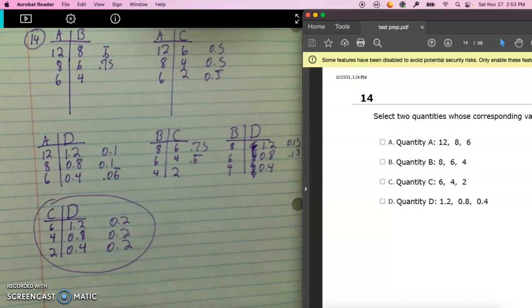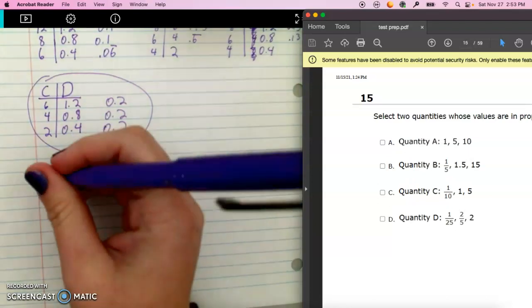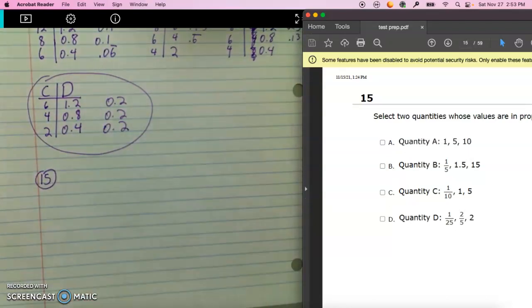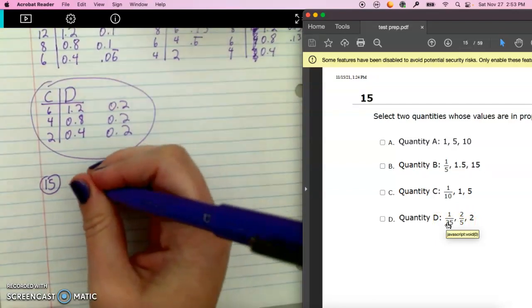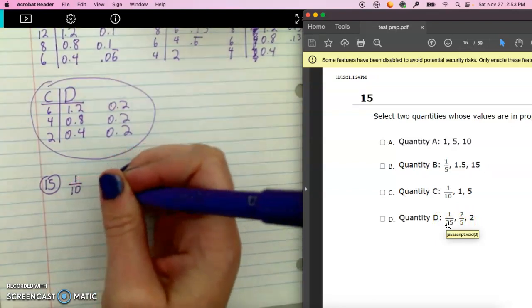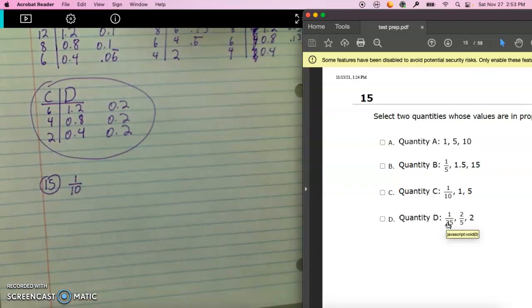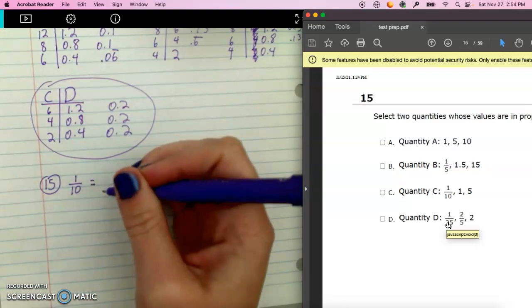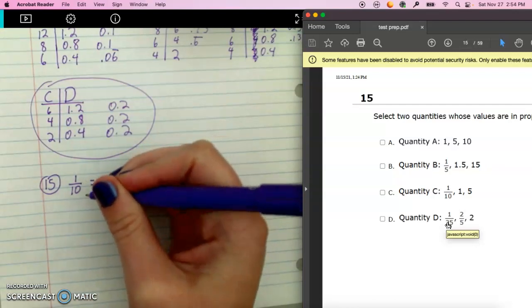Let's look at number 15. Looking at number 15, immediately we can see that we're going to be doing the same thing that we did in number 14, except there are some fractions. And some of you are like, no, I hate fractions. Well, that's okay. Let's go ahead and review the I hate fractions backup plan. Remember that this fraction is just a little division problem? 1 divided by 10.